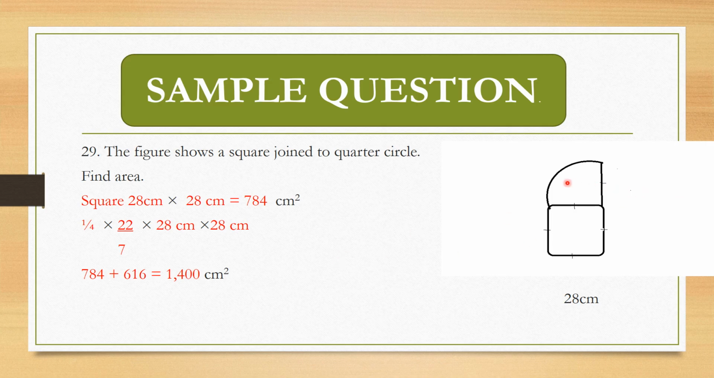Then area of a circle is pi r squared. But because it is a quarter of a circle, we must start with a quarter. So a quarter times 22 over 7 times 28 times 28. If you simplify this one, you get 616. 4 into 28 is 7, 7 and 7 cancel. So 22 times 28 is giving you 616. Then you add plus this 784. Very easy, and your answer is 1400 centimeters square.